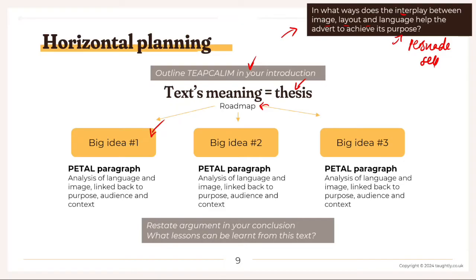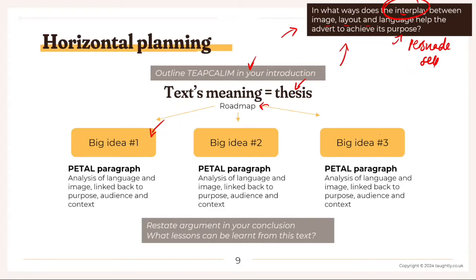A really common mistake with a guiding question like this, the interplay between image, layout and language, is that students will just have a paragraph about image, then a paragraph about layout and then a paragraph about language. But the question is asking about interplay. How do they interact with each other? So by analysing these elements so separately, you can't possibly answer your guiding question. You can't possibly talk about interplay. So horizontal planning will help you to do this a lot more.